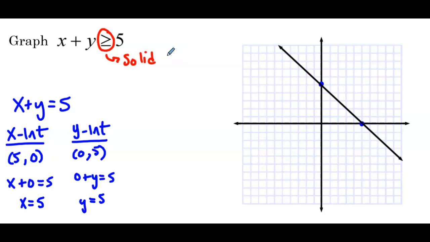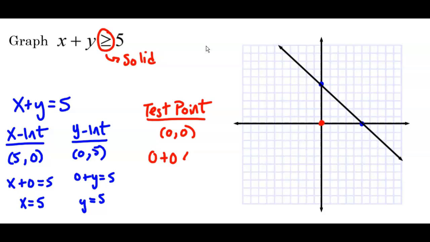And now we have to graph the rest of the points in the solution set. In this case, it's a little bit more difficult to figure out, should we shade above or below. So let's pick that test point, 0, 0. Our test point is the origin. So we have 0 plus 0 is greater than or equal to 5. So is 0 greater than or equal to 5?